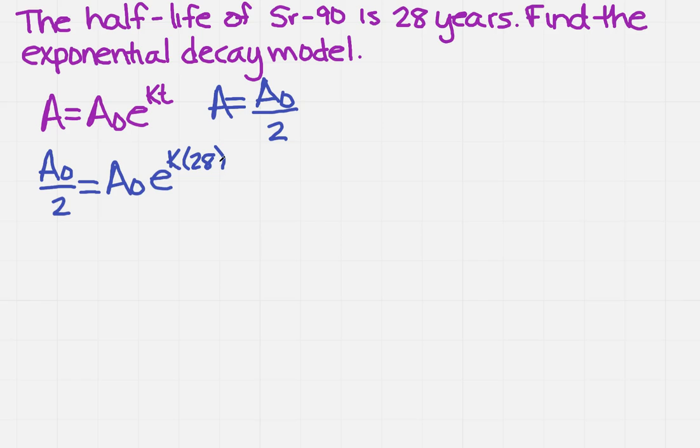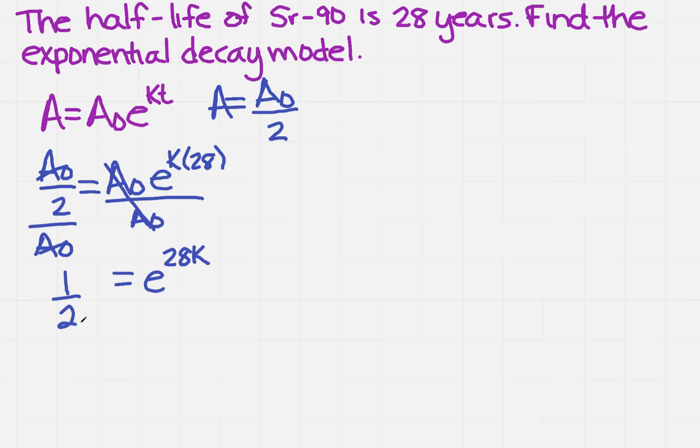So what I need to do now is solve this and get the e term all by itself. So if I'm going to do that, I'm going to divide both sides by A naught. On the right side, the A naughts will cancel, and that will give me e to the 28k. Over here on the other side, the A naughts cancel as well, and I'm left with 1/2.